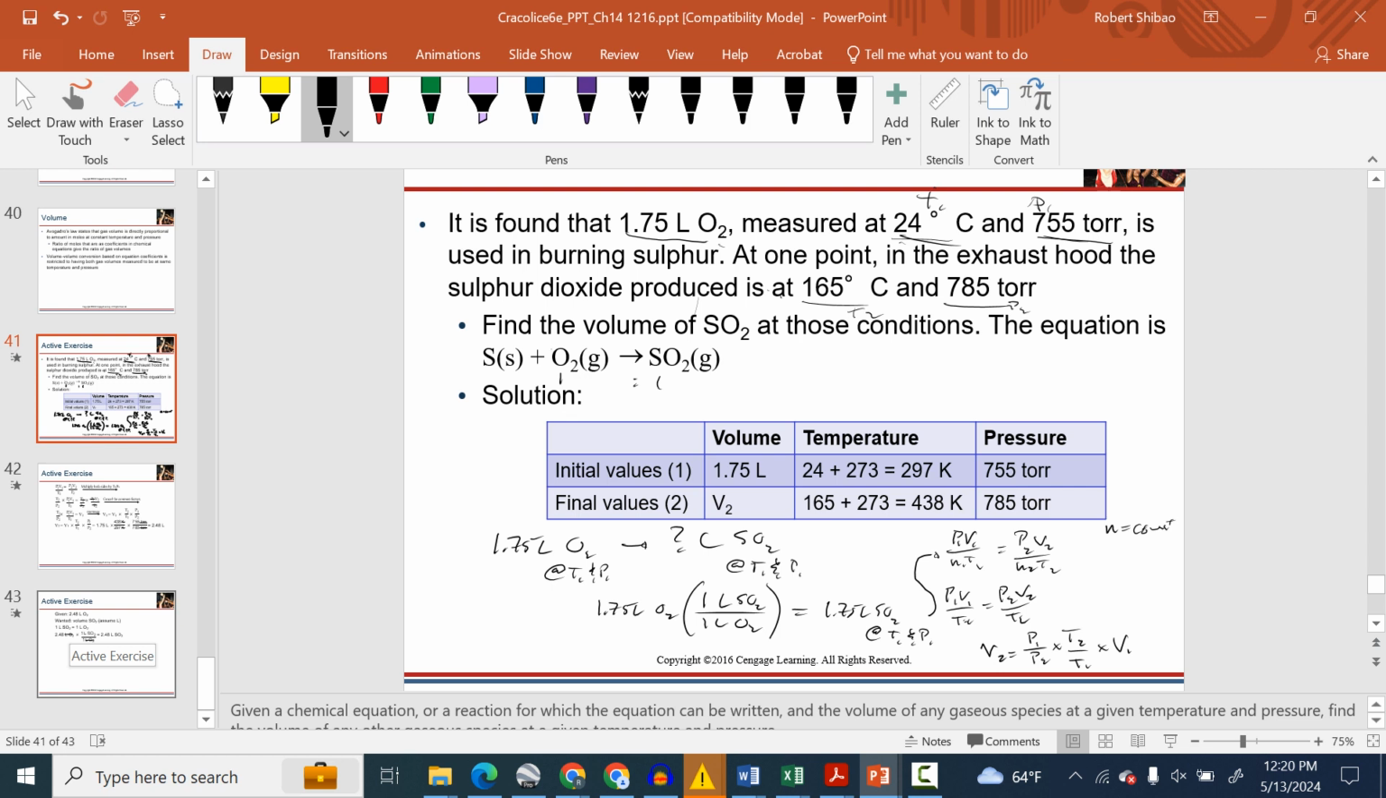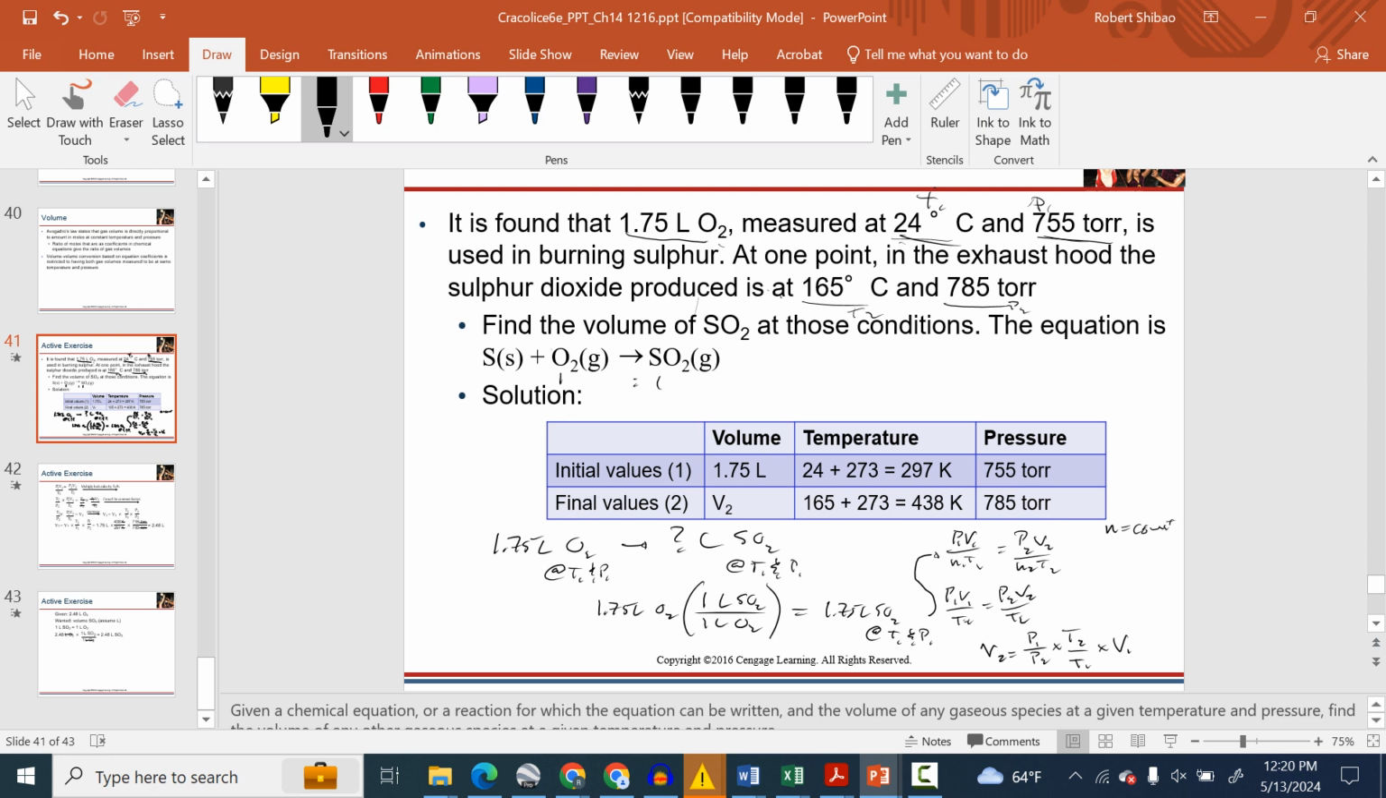What they did was they started off with the O2 and then changed the O2 to the new temperature and pressure, which gave 2 point whatever. And then they used the stoichiometry. It's a 1-to-1 liter volume ratio. And so we would have ended up with the same answer. So when I calculated V2, I would have gotten the same for that.